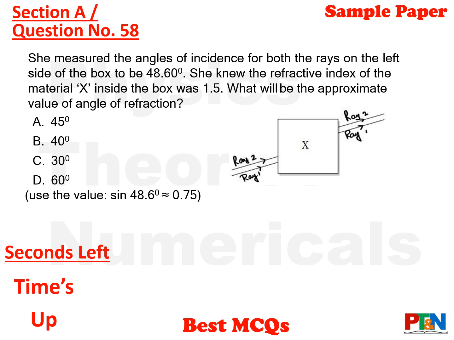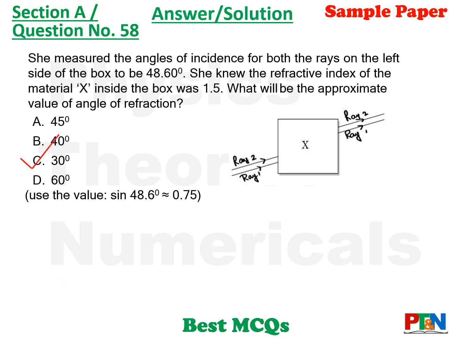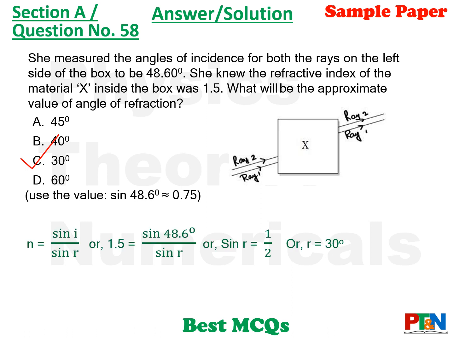Time's up. The answer is option C, that is 30 degree. Again, a very small basic calculation using Snell's law, that is refractive index is equal to sin i by sin r, or 1.5 is equal to sin 48.6 degree by sin r. You have been given the values. Find out the value of sin r is half, or r is equal to 30 degree.